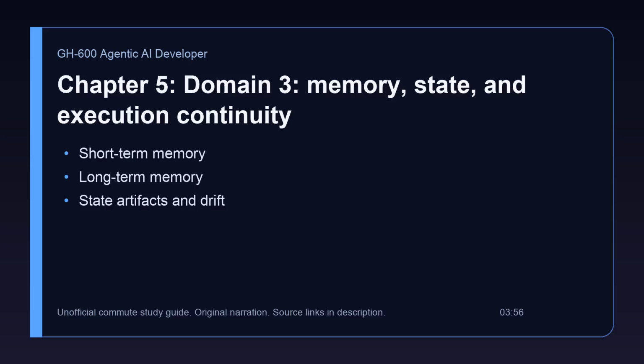Continuity across tools and environments is another exam target. If one tool has one version of state and another tool has a conflicting version, the agent can make contradictory moves. Good workflows share state through clear artifacts, issue comments, pull request descriptions, workflow outputs, generated reports, and handoff notes.